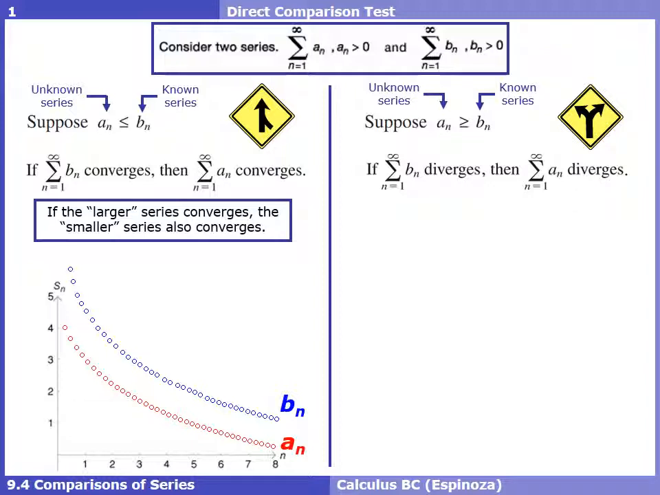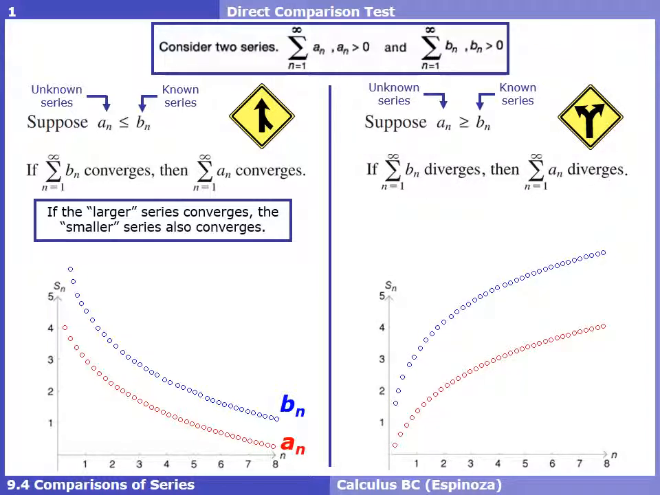And in this scenario, the known series diverges, again, we have to know something about it, which would mean that our unknown series also diverges. And again, the proof of this can be seen easily with a picture. If something's diverging, it's growing without ever approaching a particular number.